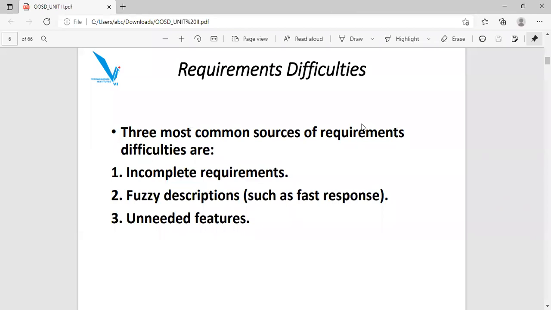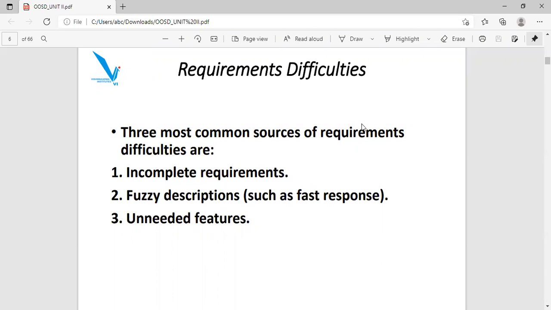So when I consider the difficulties you face while gathering requirements, there are three most common sources of difficulty. The first is incomplete requirements. The most important part is that we understand the requirement, and only then can I perform the task. But if the requirement is incomplete, then I cannot understand that part.